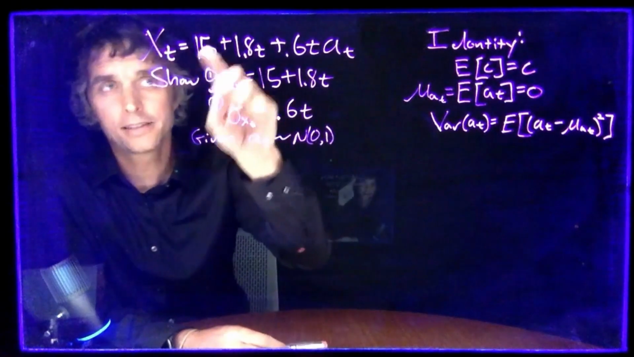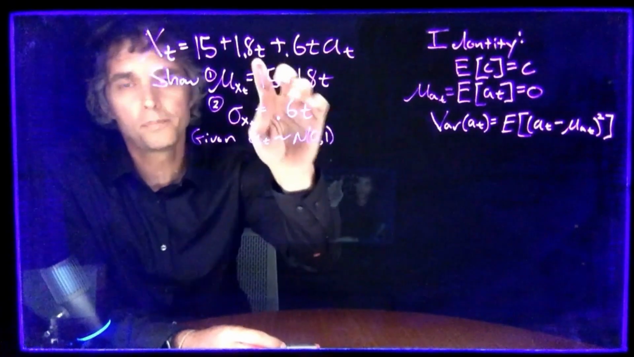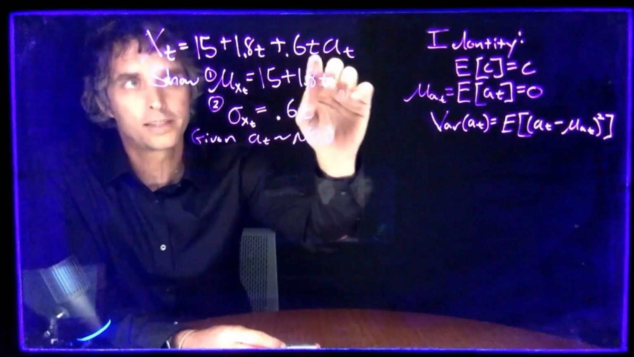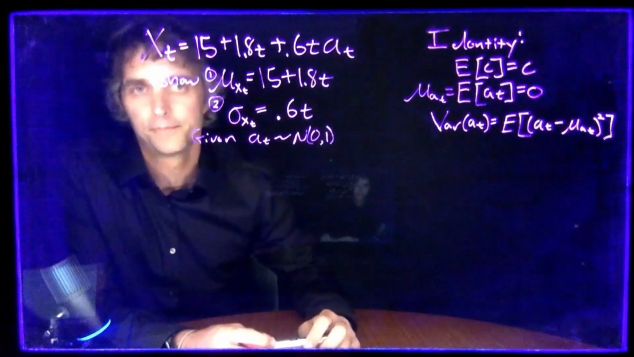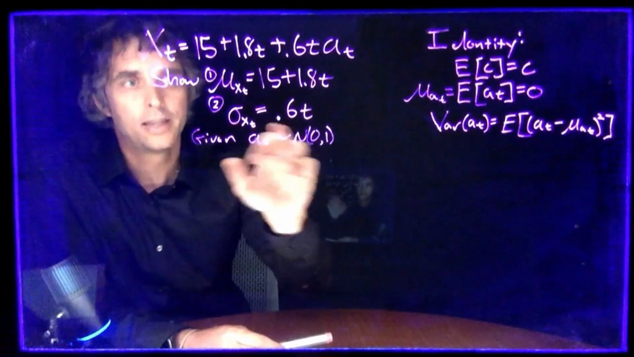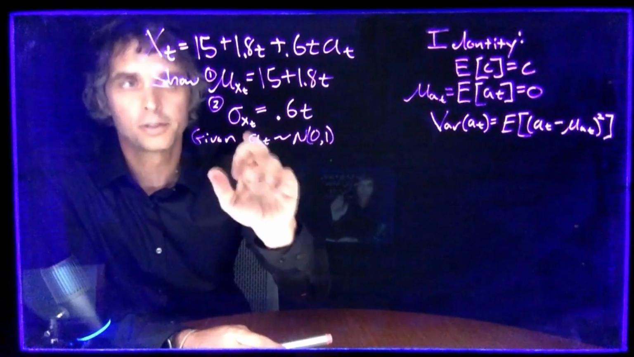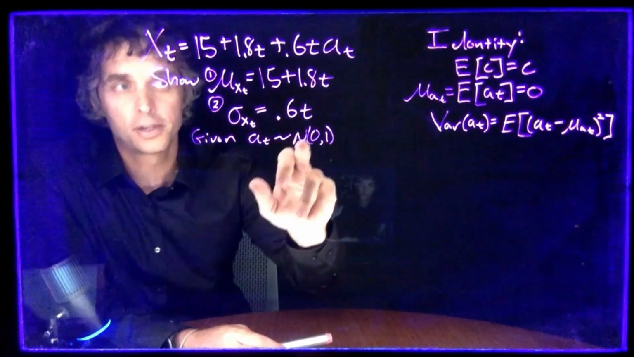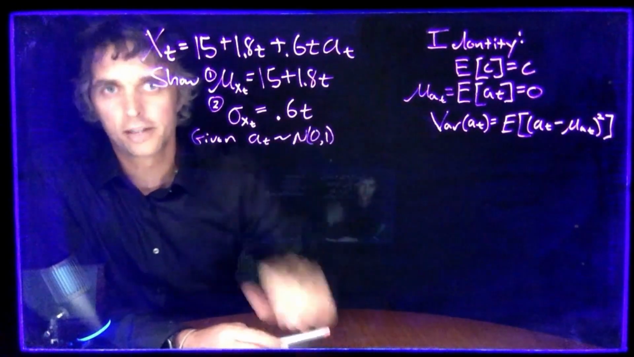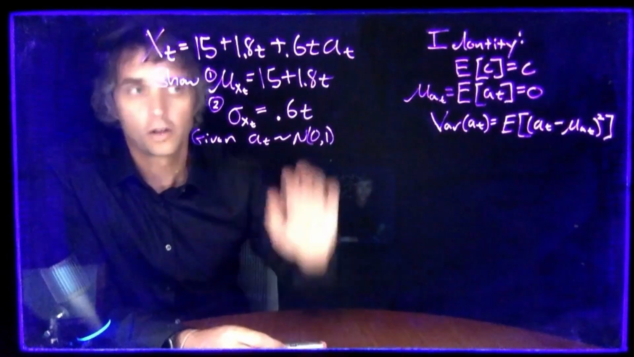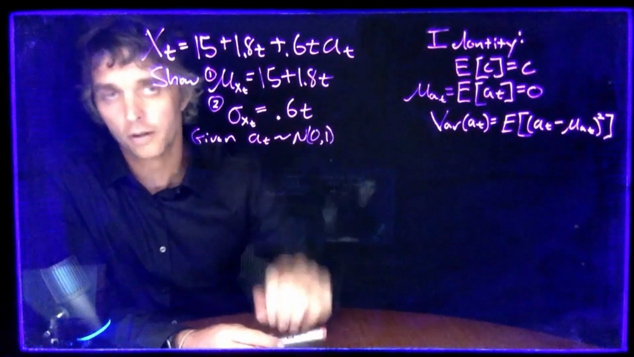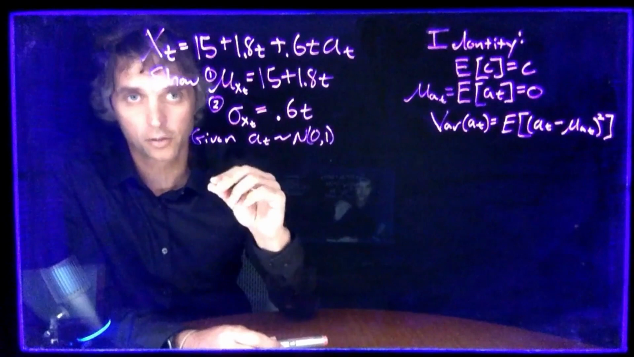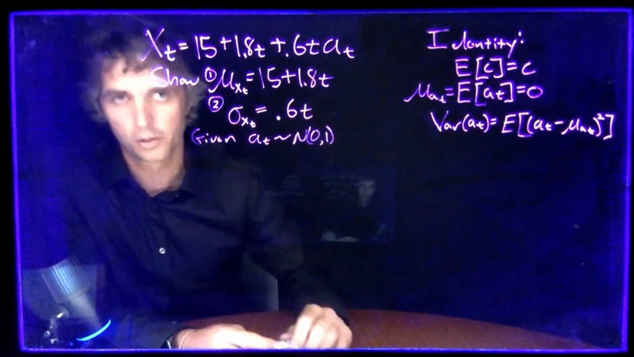So we have that xt equals 15 plus 1.8 times t plus 0.6 t times at. And we'll note here that at is random. It's the noise term. It's random and it's distributed normal with mean 0 and standard deviation 1. Recall that that also means it has variance 1, because the variance is the standard deviation squared, the standard deviation is 1, and 1 squared is 1.